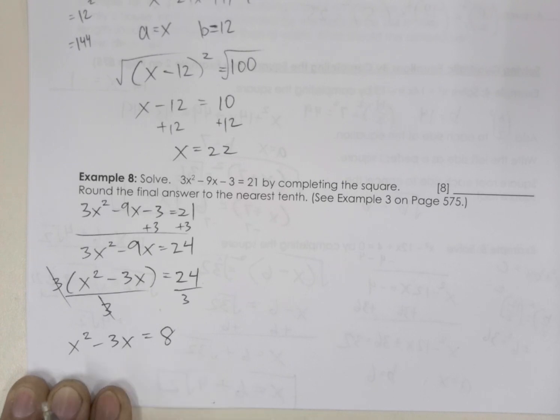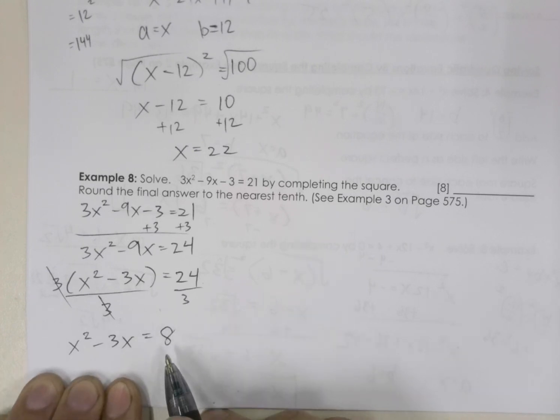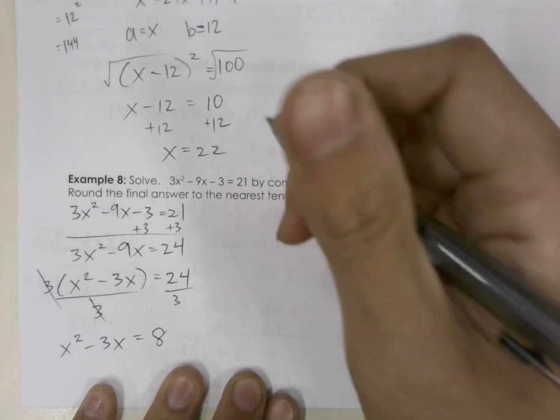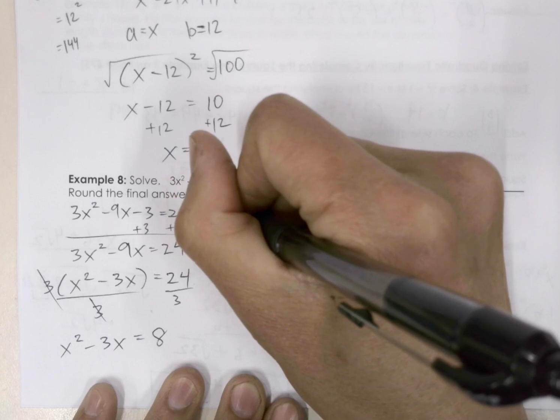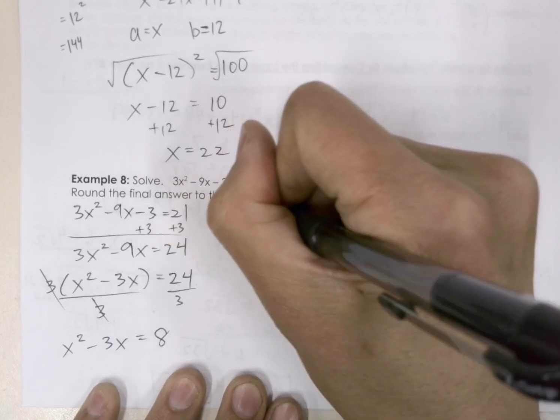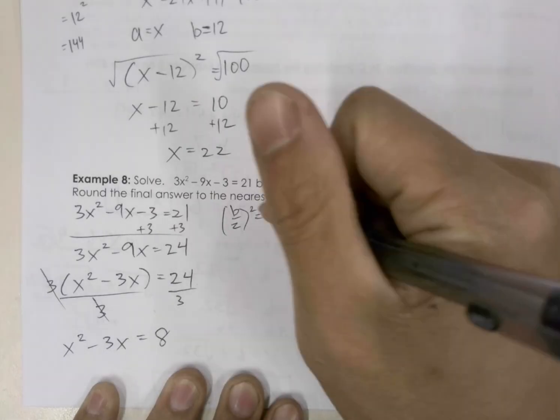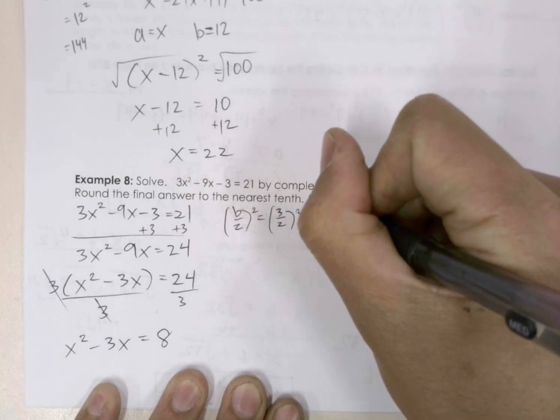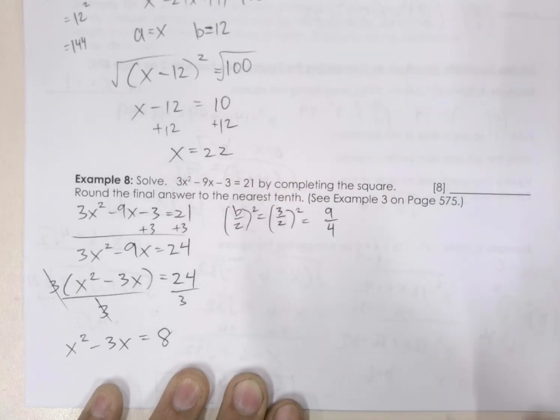Right? Our a is a 1. And our b is not an even number, but still manageable, right? So what we need to do is figure out what to add to both sides of the equal sign. So let's go ahead and do that over here. It's going to be b divided by 2 squared. And so our b is 3. So it's going to be 3 divided by 2 squared. It's going to equal 9 over 4.